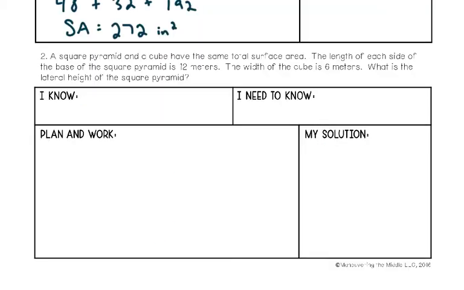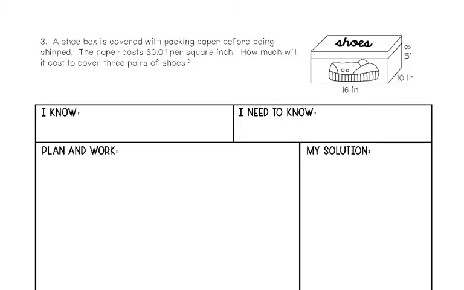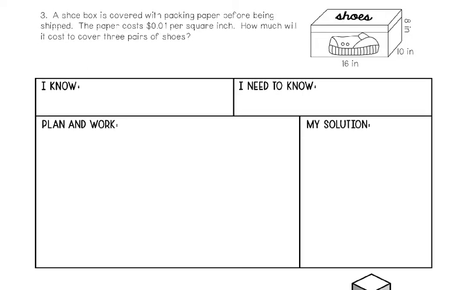Let's skip number 2 for now. You're welcome to try it on your own, but it is a really difficult problem. And let's just go on to number 3 to work out together. It says a shoebox is covered with packing paper. When any 3D object is covered with something, that's going to clue you in that this is a question about surface area. And that's before being shipped.